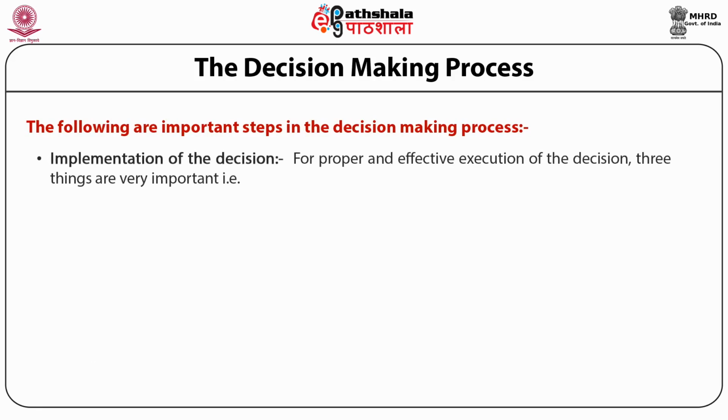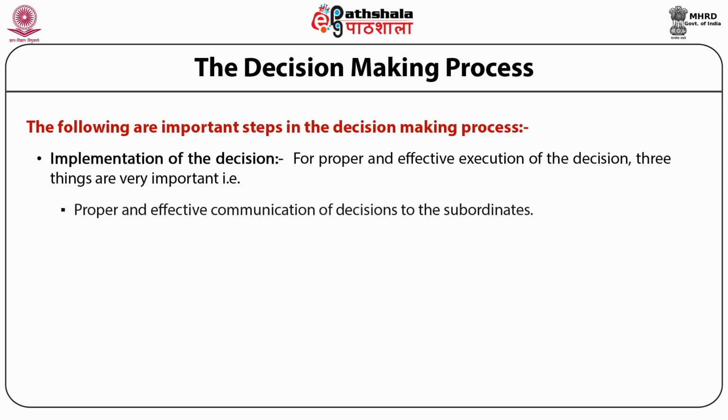Then comes the implementation of decision. For proper and effective execution of the decision, three things are very important. That is, proper and effective communication of decisions to the subordinates. Decisions should be communicated in a clear, concise, and understandable manner. Acceptance of the decision by the subordinate is important. Group participation and involvement of the employees will facilitate the smooth execution of the decision.